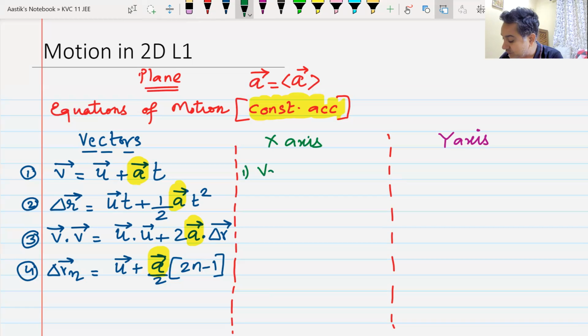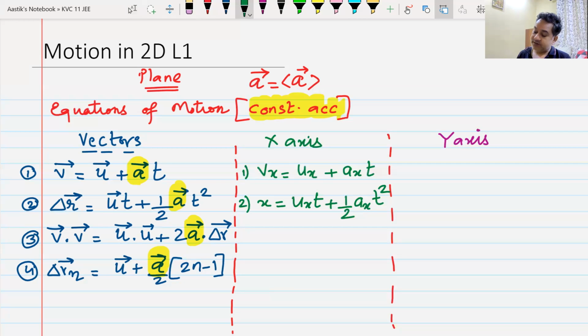So I write it like this now. Vx is equal to ux plus ax into t, so that I remember that this equation is only meant for the x-axis. What would be equation number 2 then? Displacement along x, let us not call it so complicated, let us just call it x. X, which is the position on the x-axis, will be equal to ux times t plus half ax times t square. Do we understand this or is this getting too complicated?